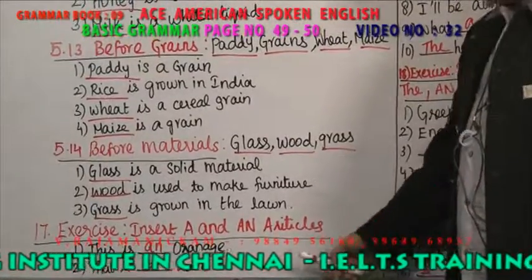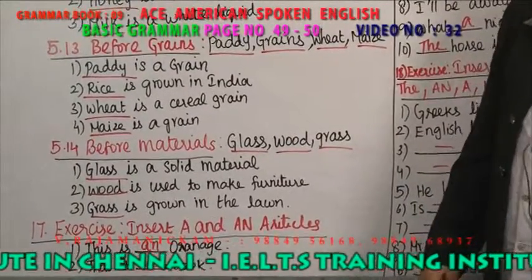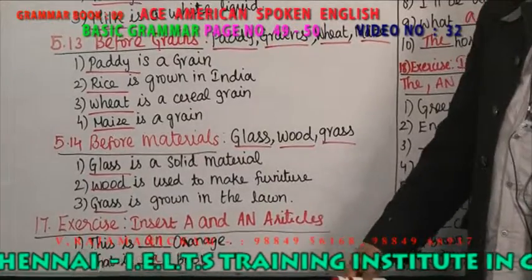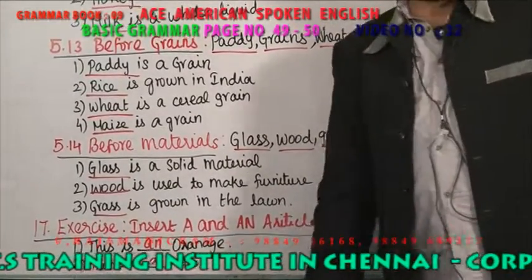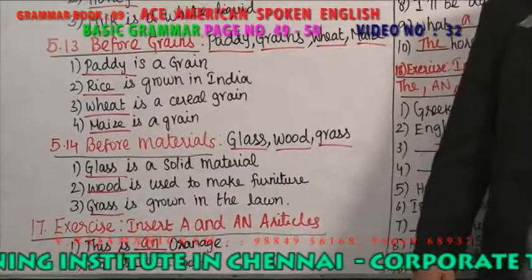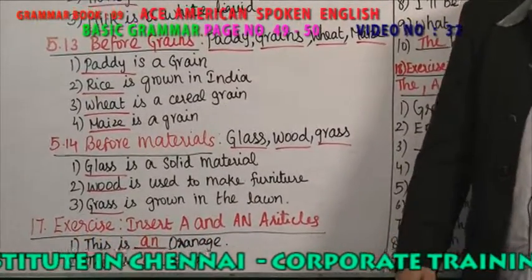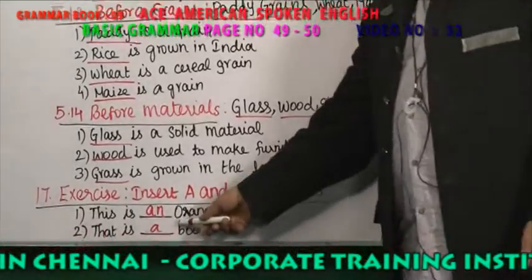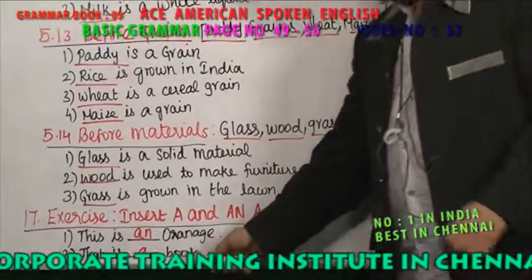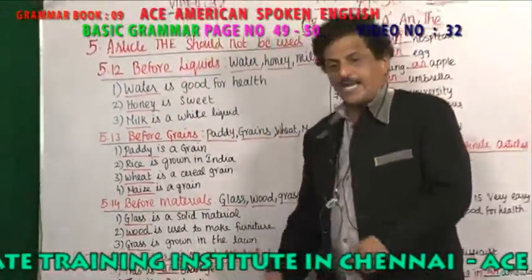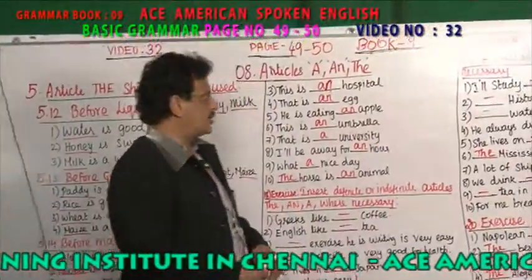So here, certain exercises are there. You have to fill in the blanks with articles. This is dash orange. What orange? A orange, an orange, the orange. What is that? An orange. Why do you use "an"? Because it starts with a vowel, O. That is a book because B is a consonant. Only one book you are using, a book.